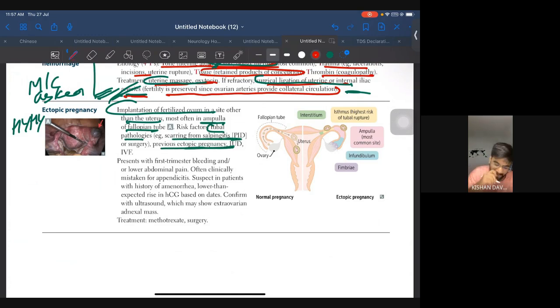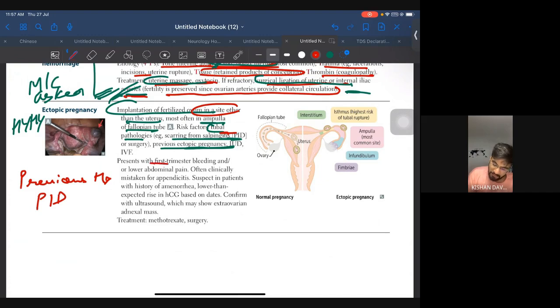The most important risk factor they will be talking about is previous history of ectopic pregnancy, PID, pelvic inflammatory disease, that is salpingitis. Okay, so these two are very important for you. You should be looking out for this in the question. In the question you have to see, are they talking about some disease, are they talking about a previous history of ectopic pregnancy. Very important. Okay, location is important.